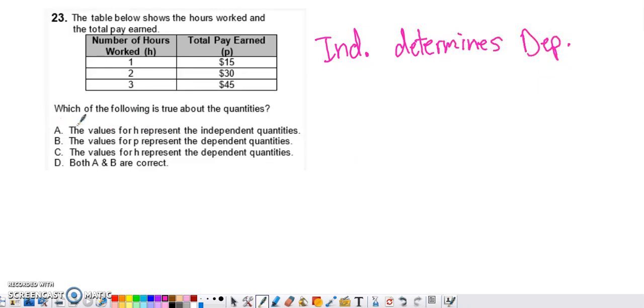Letter A says the values for H represent the independent quantities. If H is independent, 1 hour worked determines your $15 paid. True or false? That's a true. Letter B, the values for P represent the dependent quantities. I get paid P based on how many hours I work, so my pay depends on my hours worked. That is a true. Letter C, the values for H represent the dependent quantities. We already said true on A, so C must be false. And then D, both A and B are correct. Since we have two trues, D is correct.